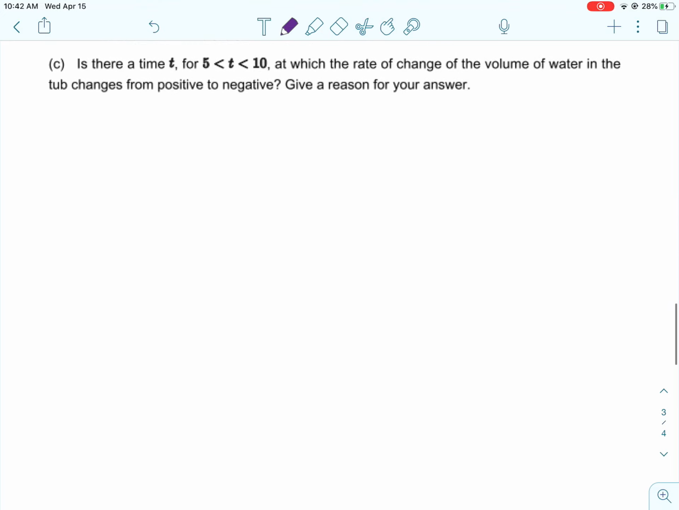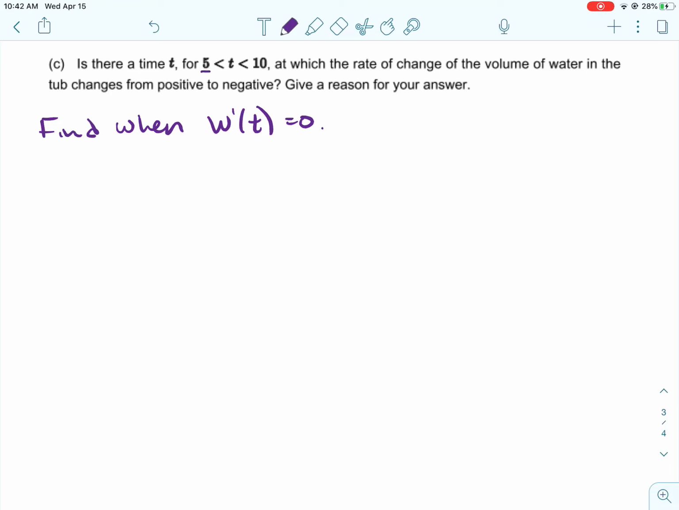All right, on C, we want to know, is there a time between 5 and 10 minutes at which the rate of change of the volume of the water changes from positive to negative? All right, so what we would want to do first is find when the rate of change of the volume of water is 0, because the function would change from positive to negative after it goes through 0, basically.